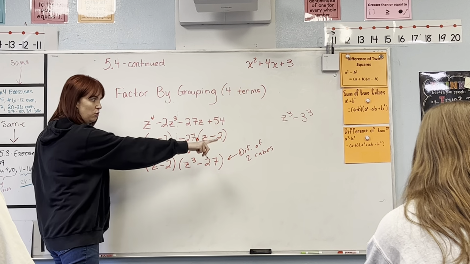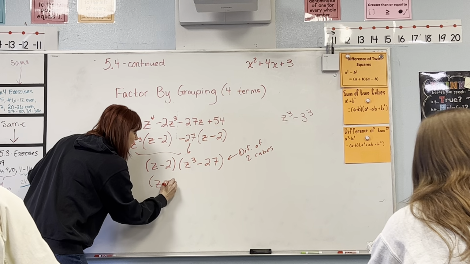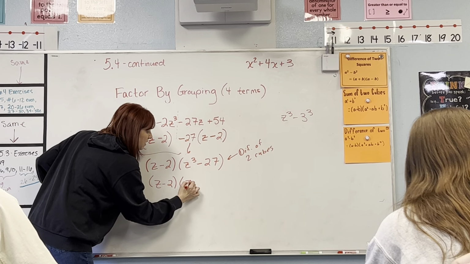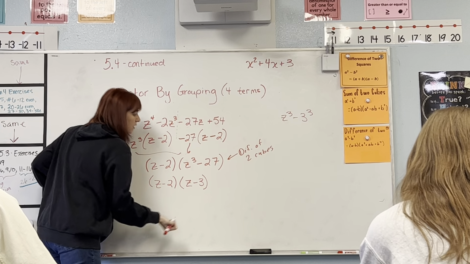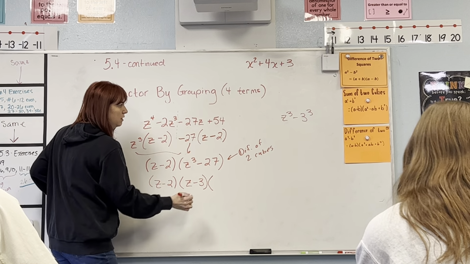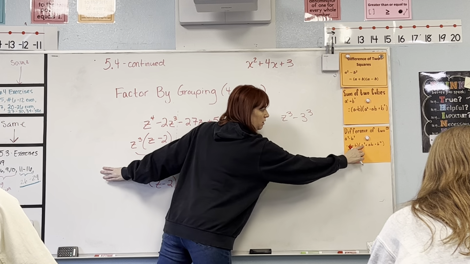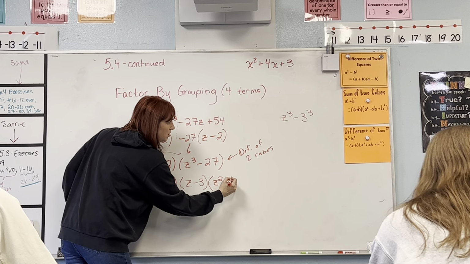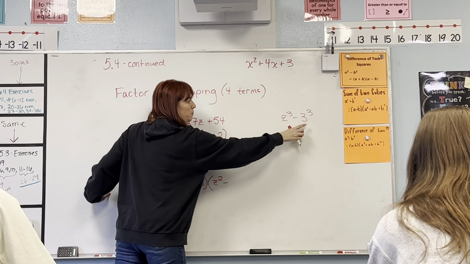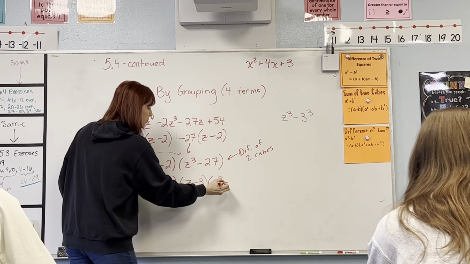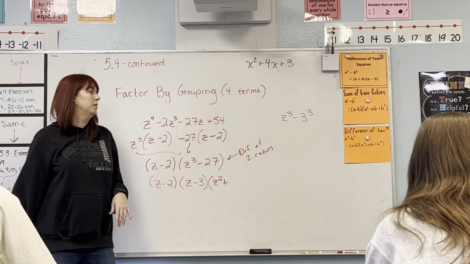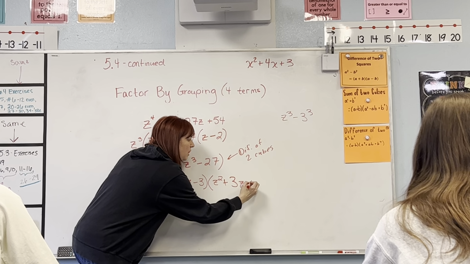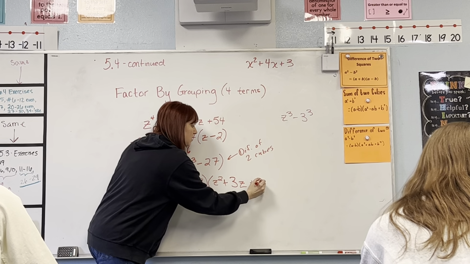So we just use the formula, bring down this, and we're going to break this down. So we've got z minus 3 times z squared minus a times b, z times 3, I'm sorry, this is plus. My bad, plus 3z plus 3 squared, which is 9.